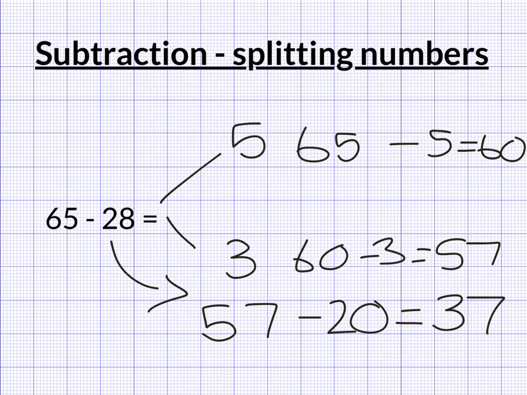Continuing with splitting numbers, here we've got 28 to take away this time. So we're going to deal with the 1s first. Split the 8 into 5 and 3. 65 take away 5 is 60, 60 take away 3 is 57, and then we're going to take away the two 10s, so 57 take away 20 is 37.